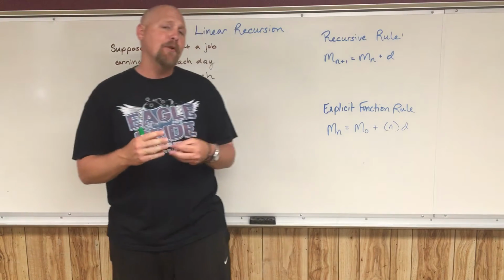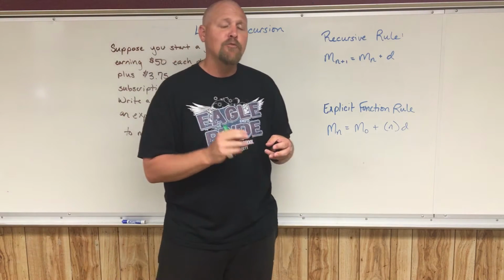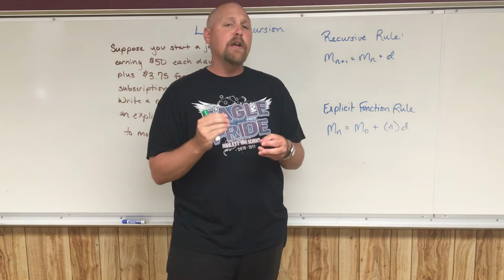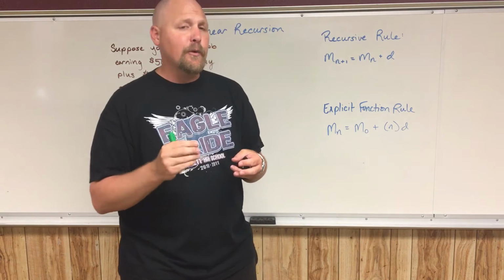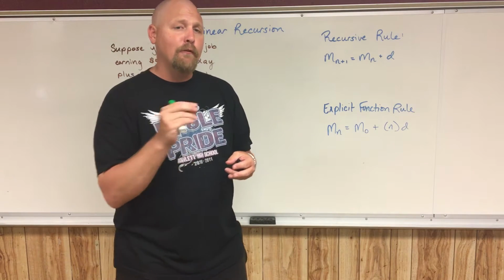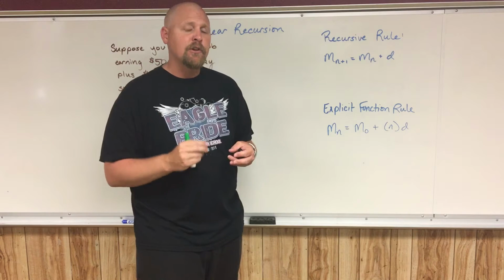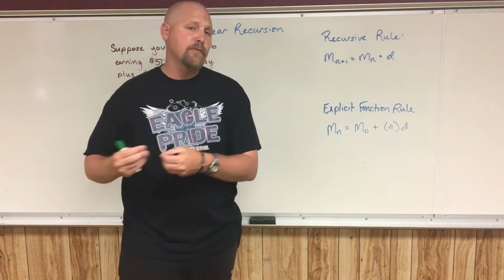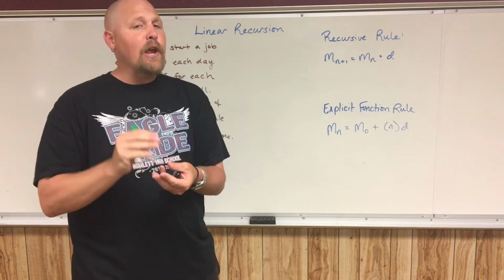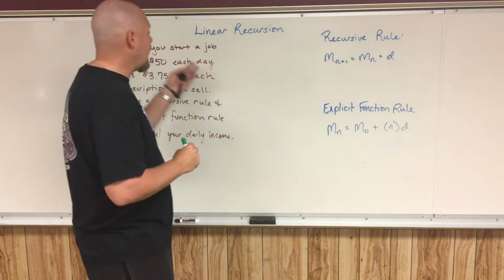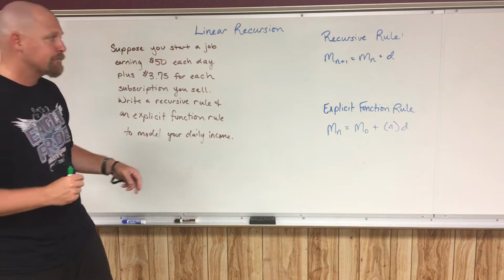We're going to be dealing with this type of scenario. Suppose you start a new job earning $50 a day. You must sell subscriptions, and for each subscription you sell, you get $3.75 for that day. You need to be able to write a recursive rule and an explicit function rule to model your daily income. So I have the problem here for you to reference.